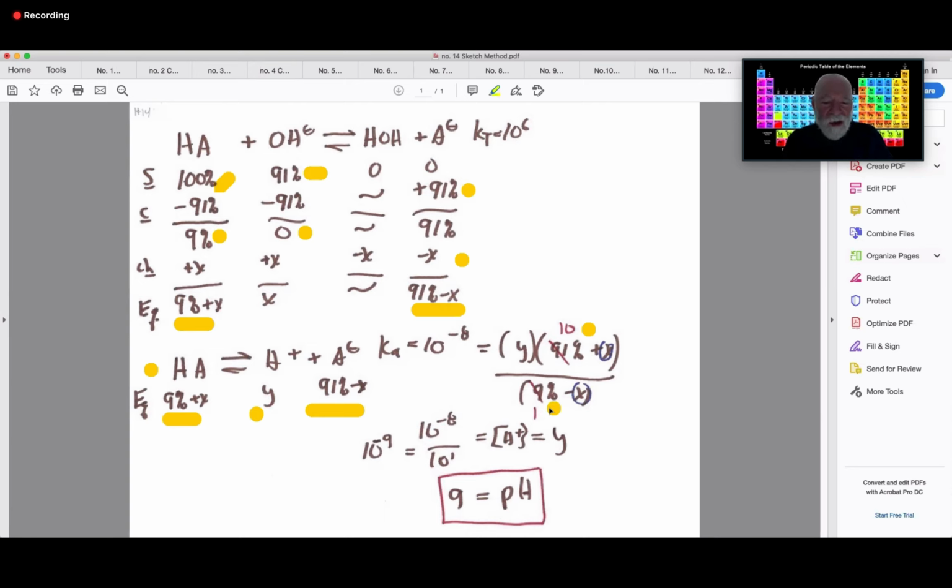Okay, now let's solve for Y, which would be the hydrogen concentration. It is 10 to the minus 8. Okay, so look at the rearrangement, see if you agree with it. So Y is equal to 10 to the minus 8 times 1 divided by 10, which is 10 to the minus 9, and that means the pH is 9. Okay, now, what's so good about this?